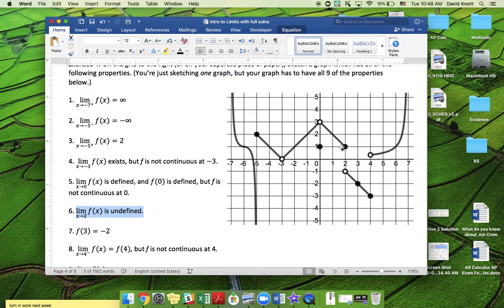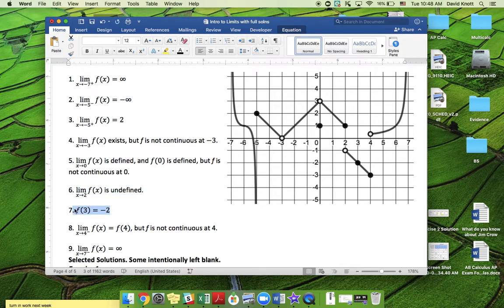I chose to put a black dot here, but I didn't have to. There's nothing in this property that says the function has to be defined at 2. I could have left this empty, in which case there would be no black dot above the 2, and the function would simply be undefined at 2. I chose to put a black dot there, which makes my function defined at 2. The value of the function at 2 is 1, but it doesn't matter.